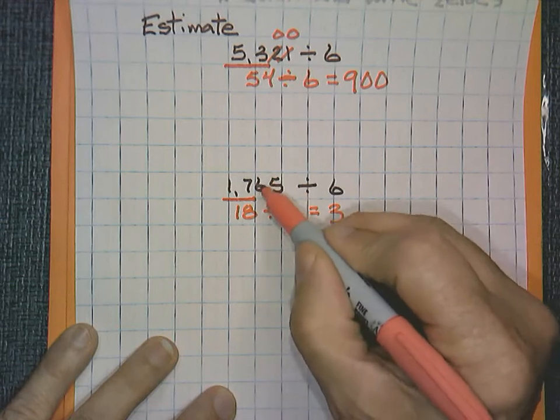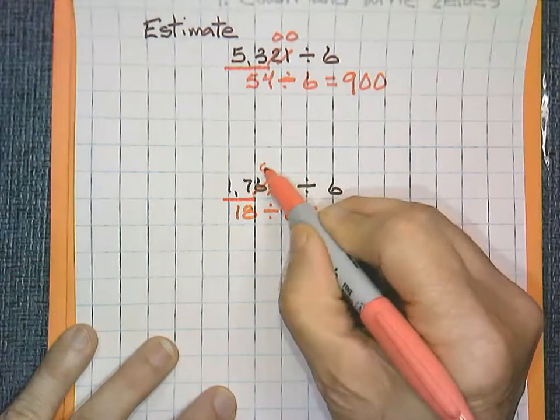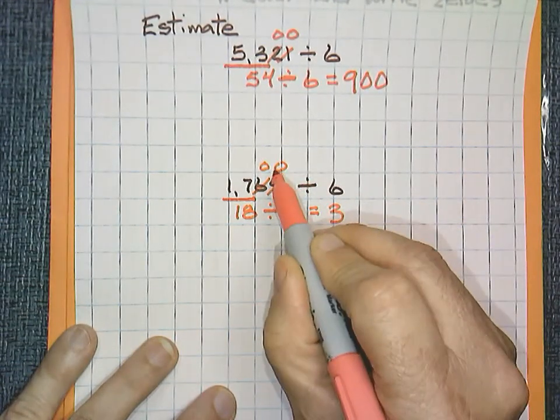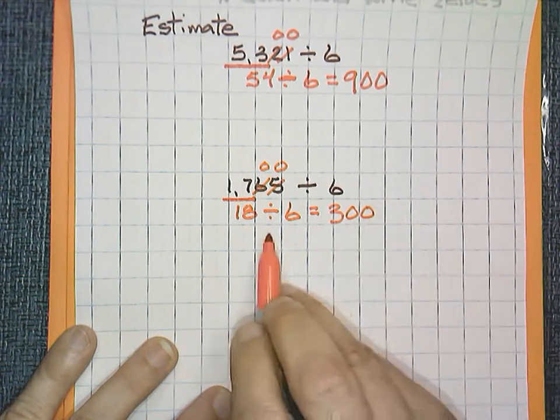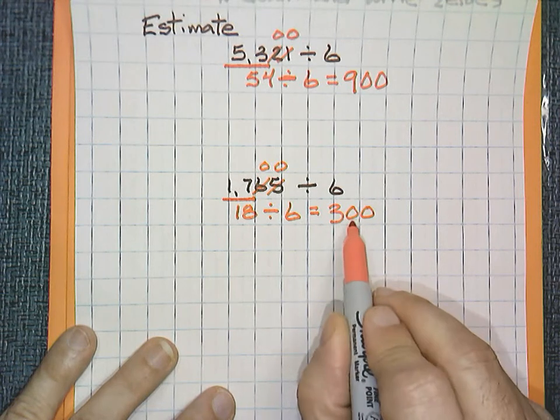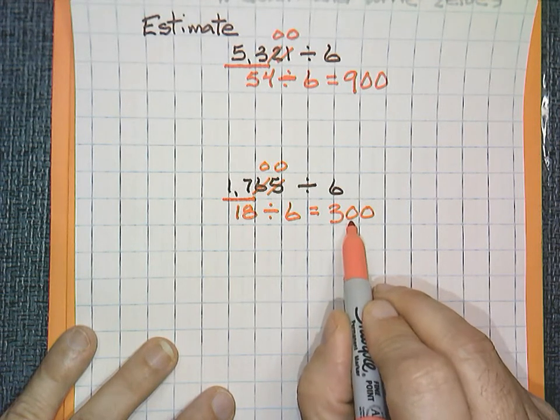I go back to the remaining two digits. I cancel them out and zero them. I count 1, 2, and I write 1, 2. So my quotient, or my estimate, would be 300.